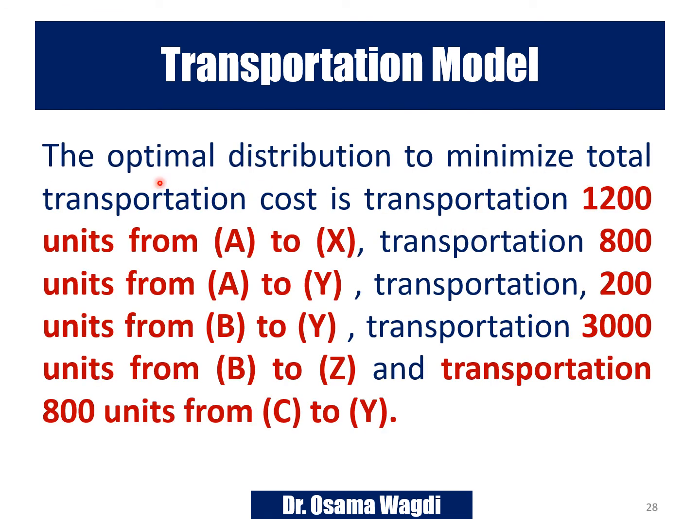The optimal distribution to minimize total transportation cost is: transport 1200 units from A to X, transport 800 units from A to Y, transport 200 units from P to Y, transport 3000 units from P to Z, and transport 800 units from C to Y.